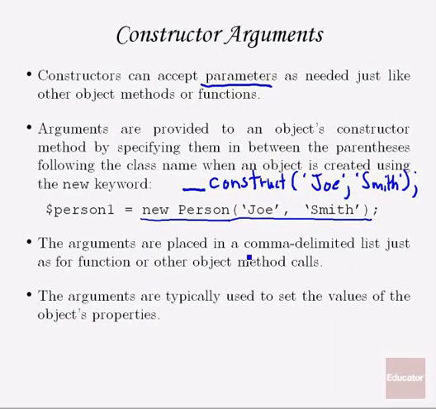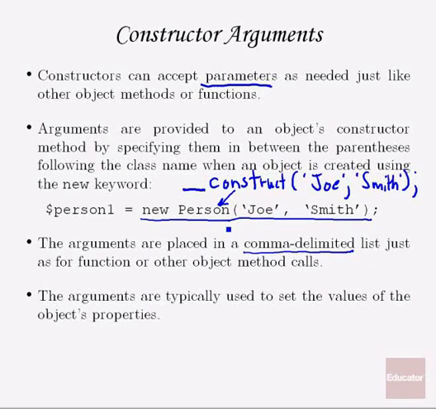They're placed in a comma delimited list, just like any arguments you would supply to any other function or object method. The only difference is just that you're not actually calling the method by its actual name, you're just using the name of the class. And PHP again knows how to automatically pass those variables onto the construct method.